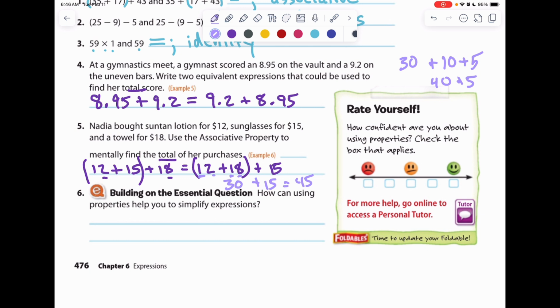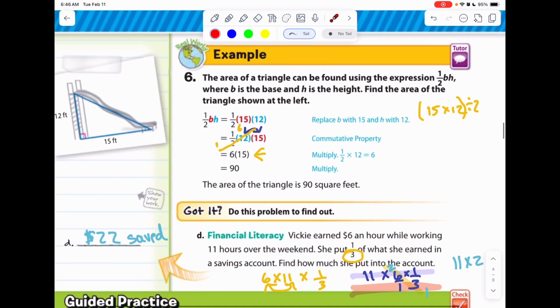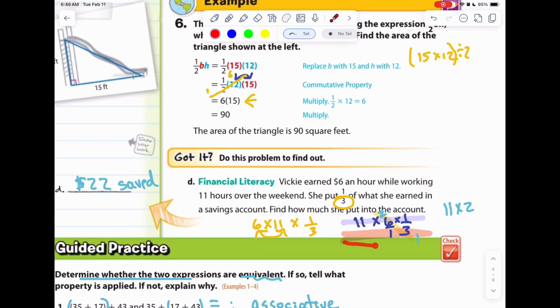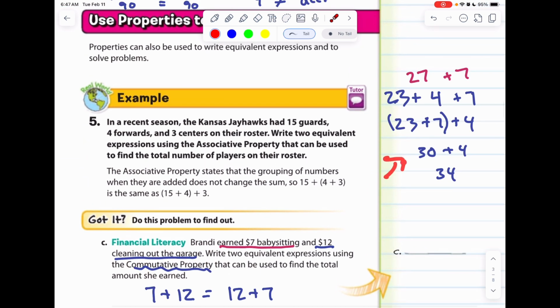All right. How can using properties help you to simplify expressions? Well, we had a couple examples here, right? We had this one where we used commutative and associative to make it easy mental math. And then we had the one I wrote out. Oh, we did that here too, so that we could cross-cancel easily. And then we had, where's that other example? Oh, up here, where we used commutative and associative property because we knew 3 plus 7 was 10. And that made it easy to do mental math there.